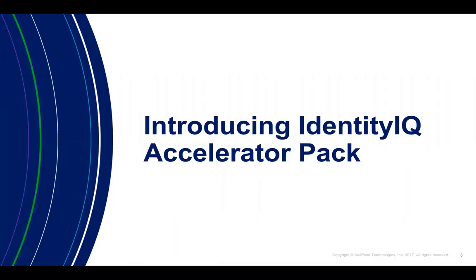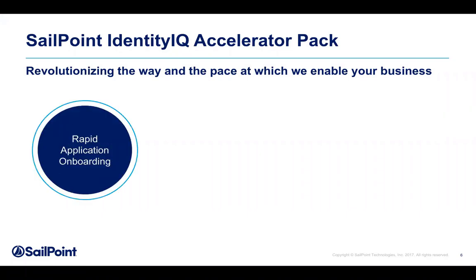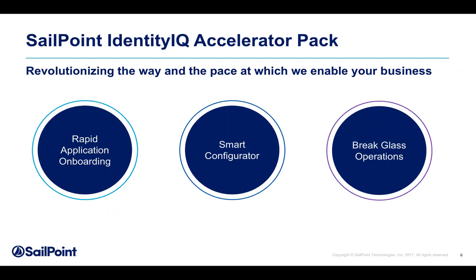So let's talk about the IdentityIQ Accelerator Pack. What is it? Accelerator Pack is the ability to revolutionize the pace at which you're able to work with your business. It includes 3 major functions: rapid application onboarding. This enables a business analyst, or maybe the application owner themselves, to configure the processes for their application without having to involve a highly technical person or the identity management expert in your organization. It also has a smart configurator. So we're asked basic questions about these applications, about some processes, and we'll do the back end for you in a standard fashion. And then there are break glass operations.